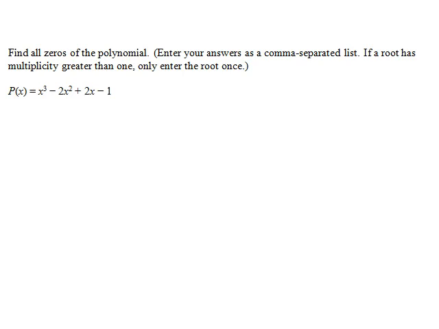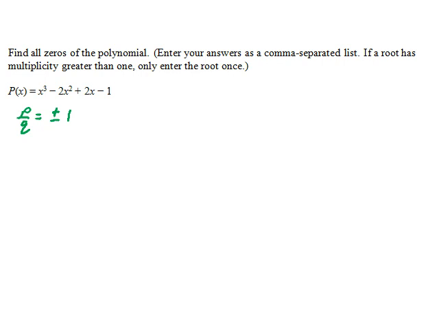Here we are asked to find all the zeros of p of x equals x cubed minus 2x squared plus 2x minus 1. Notice here by the rational zeros theorem, we have leading coefficient 1, and so our only possible rational zeros are equal to the divisors of the constant term, which is 1, so plus or minus 1.